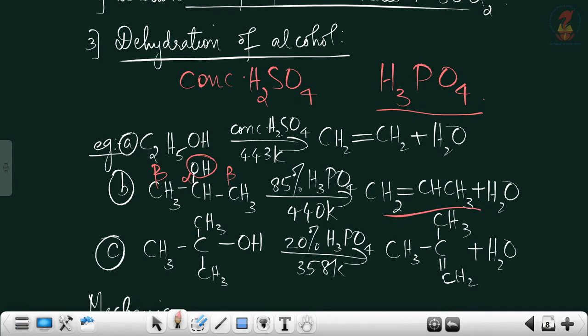Now the third example is with a tertiary alcohol. Now you can see the reagent used is 20% phosphoric acid, and a lower temperature is needed for this reaction. Here also, as you can see, beta elimination takes place. This is our alpha carbon and all the 3 are beta carbon atoms. Hydrogen can be removed from any of the 3 beta carbons and OH can be removed from here. Now I have removed hydrogen from this carbon, so you get the product alkene plus H2O.